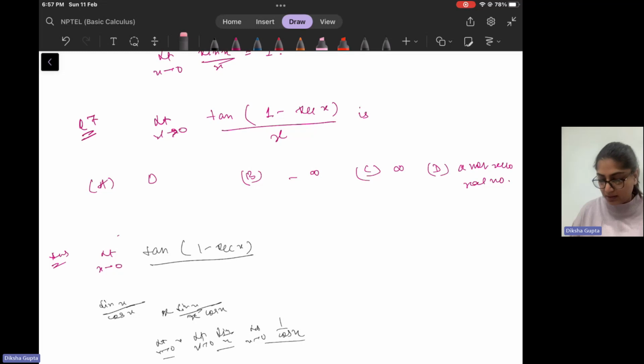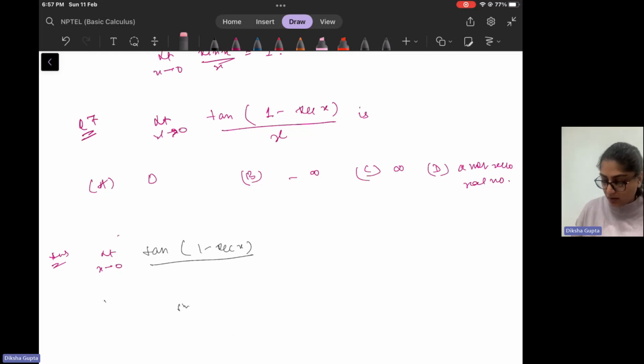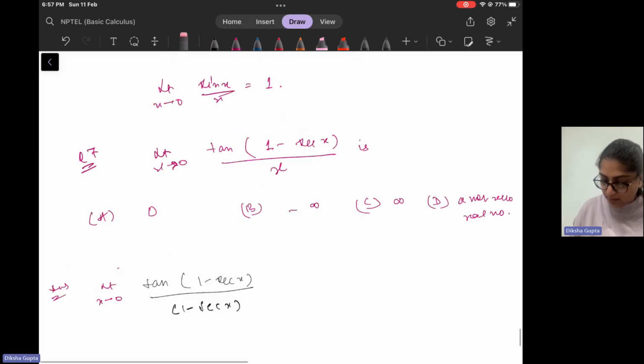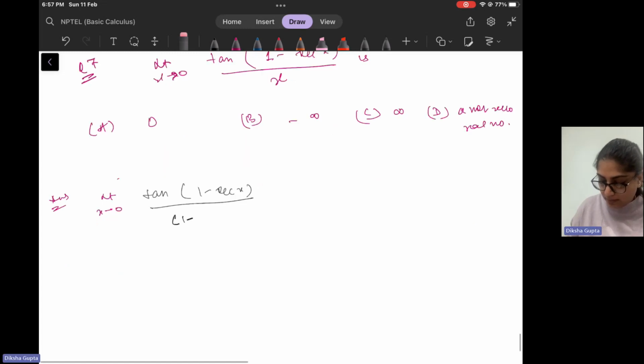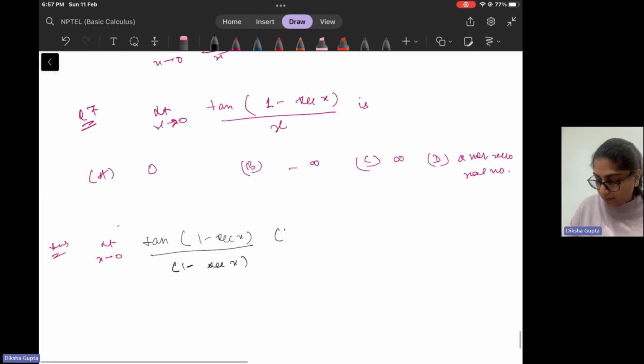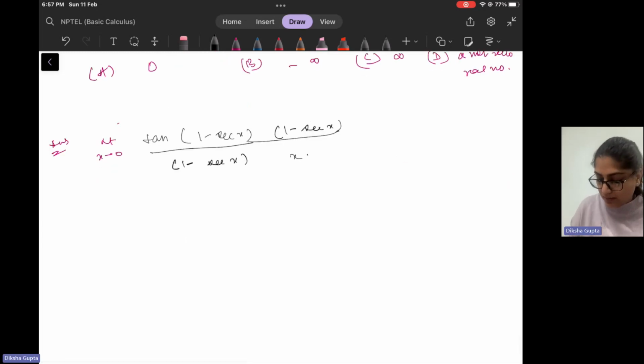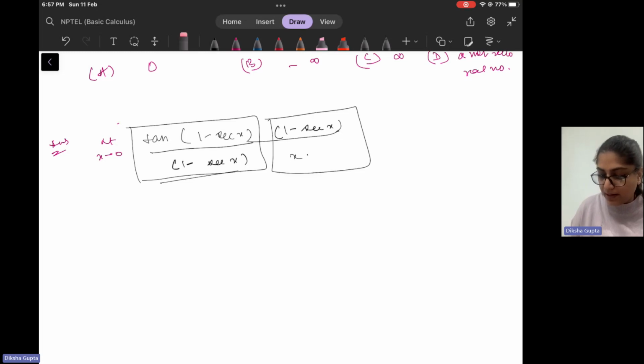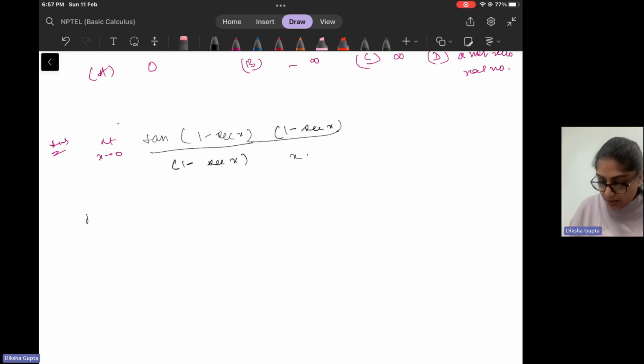So all of them are finite. So that's what I'm trying to make here. So we'll have tan x, just multiplying and dividing by the argument, 1 minus secant x, okay, 1 minus secant x upon x. So we'll try to see if these two have finite limits, then we'll separate them and evaluate the limit by multiplying the limits of the separated functions.